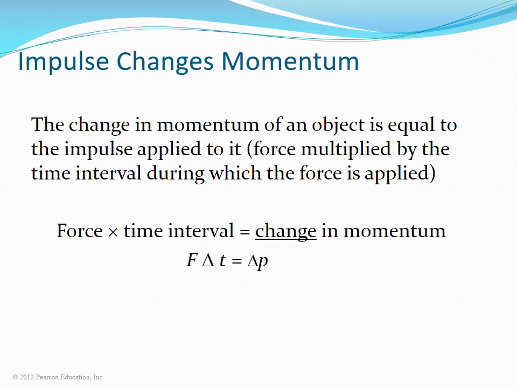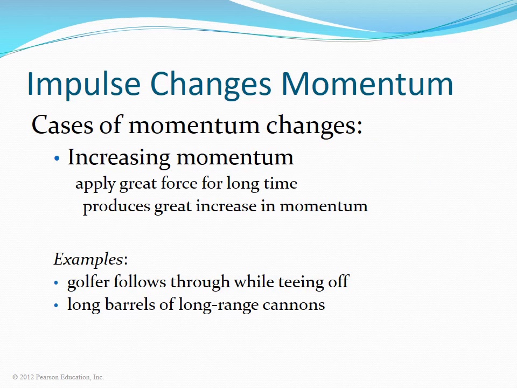Impulse changes momentum. The change in momentum of an object is equal to the impulse applied to it, force multiplied by the time interval during which the force is applied. Force times the time interval equals the change in momentum. Cases of momentum changes occur when you apply great force for a long time, which produces a great increase in momentum. Examples: a golfer follows through while teeing off, long barrels of long-range cannons, and the follow-through when you swing a bat.